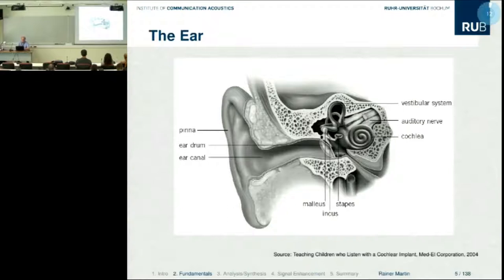Okay, so some facts about the ear. You probably have seen that. It's essential for our purposes now here. We essentially look at the outer ear with the pinna, the eardrum, and the ear canal, and the middle ear with the malleus, incus, and stapes, and then the inner ear where the cochlea and the sensory organ of hearing is located.